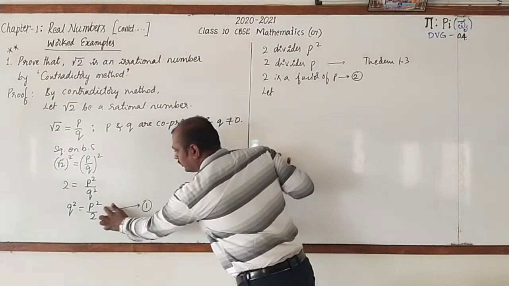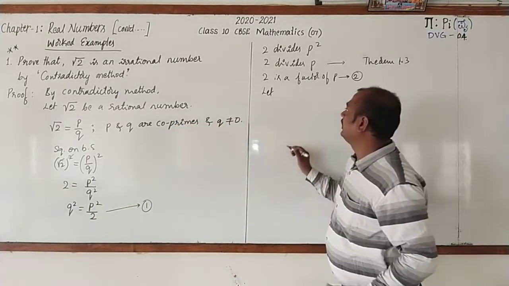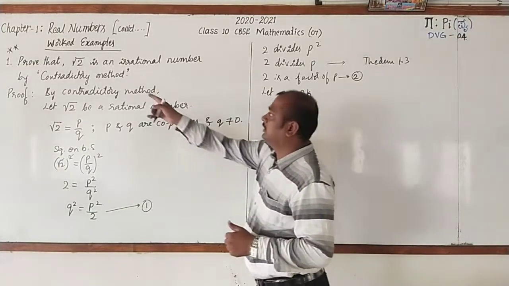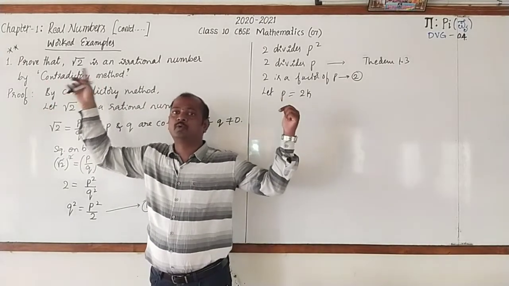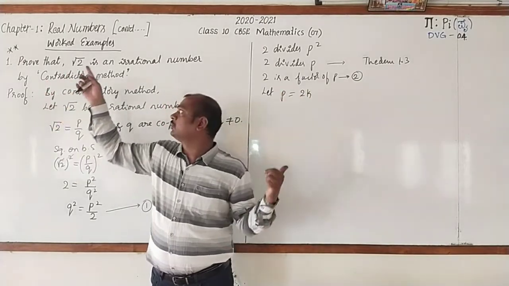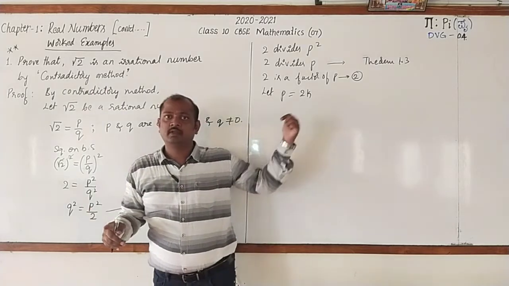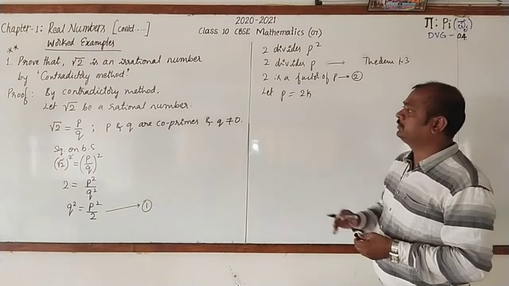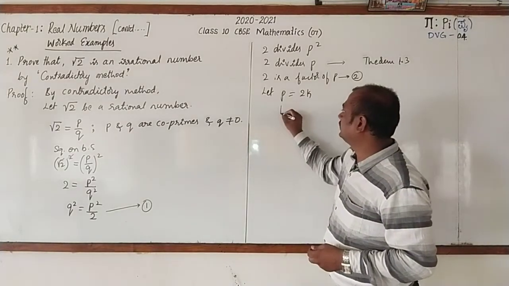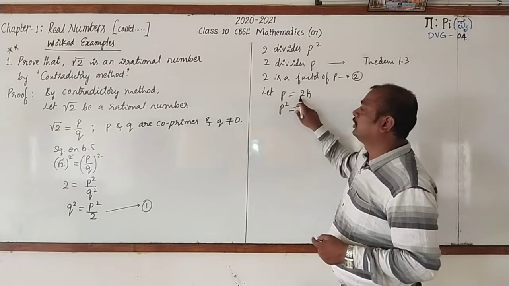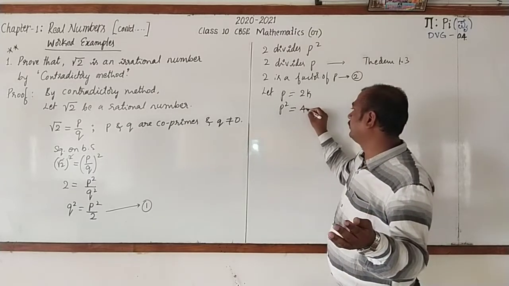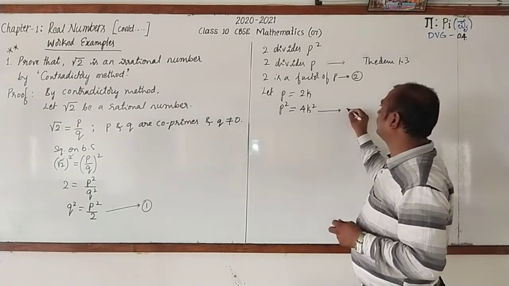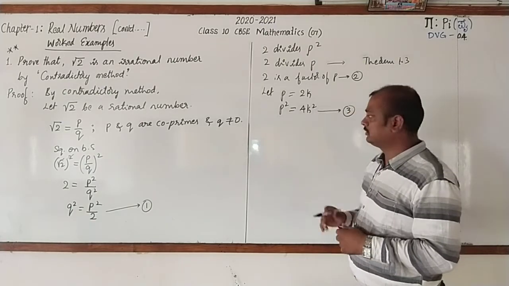That is why I go for taking substitution for p. Let p equal to 2k. If it is root 2, take 2k. Root 3, take 3k. Root 5, take 5k. In place of k, any other letter can be taken except a, p and q. With p equal to 2k, p square equals 2k whole square. It will be 4k square. Clear? Call this equation 3.